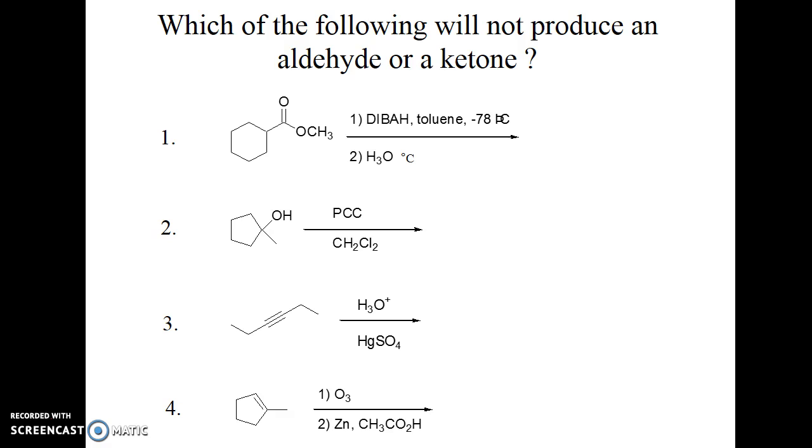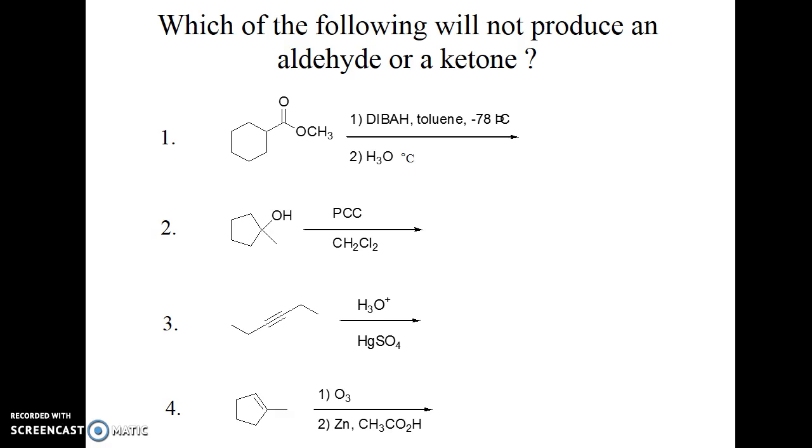All right, if we look at the first one, DIBAL-H is a reducing agent, and it will take an ester and reduce it down to an aldehyde. And so reaction number one will make an aldehyde. If we look at reaction number two, you have PCC and a tertiary alcohol. Remember, tertiary alcohols don't react. So this probably is the one that will not produce an aldehyde or a ketone, but let's double check on the rest of them.